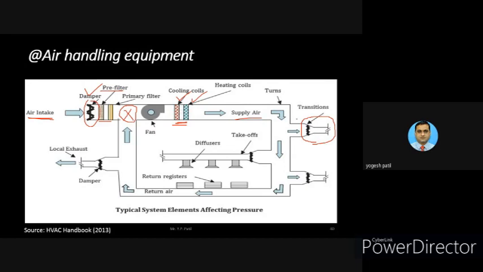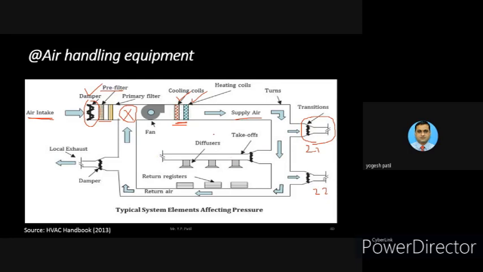So here, for example, this goes to zone 1, this maybe goes to zone 2, and likewise. The air that is remaining is again mixed at this particular section. So this is a closed loop system.